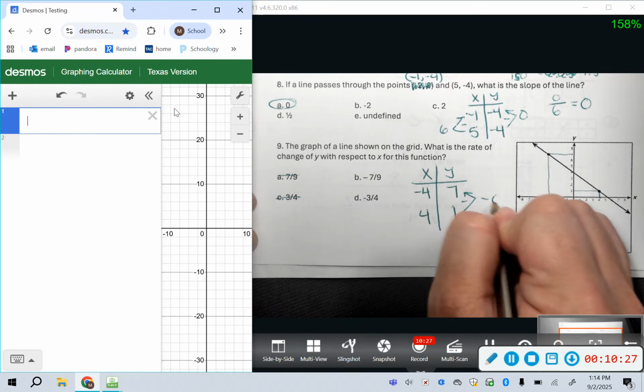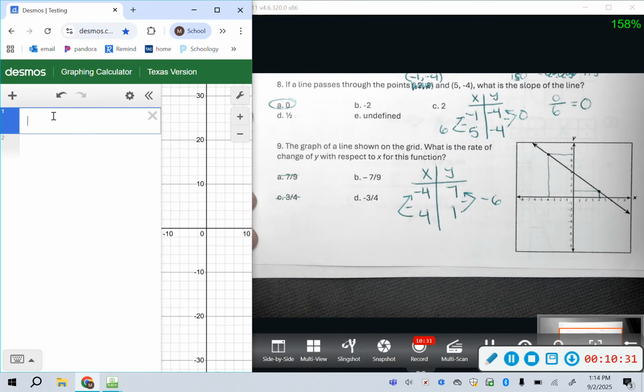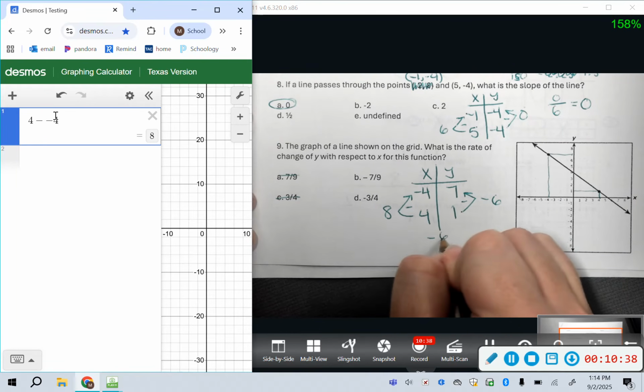1 minus 7 is -6. 4 minus -4. Double check it. Do not just write 0. 4 minus -4 is 8. So change in y over change in x.